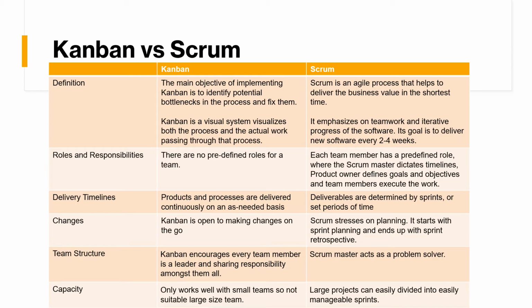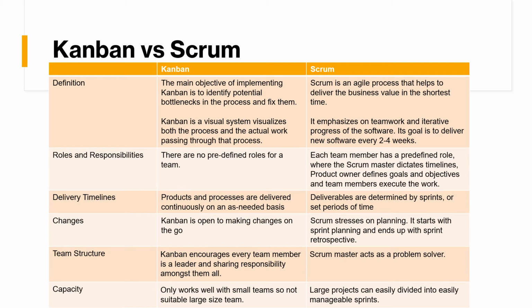Now let's look into the differences between Kanban and Scrum. In Kanban, the main objective of implementing Kanban is to identify potential bottlenecks in the process and fix them. Kanban is a visual system, visualizing both the process and the actual work passing through that process. In terms of roles and responsibilities, there are no predefined roles for a team. For delivery timelines, products and processes are delivered continuously on an as-needed basis. On changes, Kanban is open to making changes on the go. For team structure, Kanban encourages every team member to be a leader and share responsibility among them. Capacity-wise, it only works well with a small team, so it is not suitable for a large team.